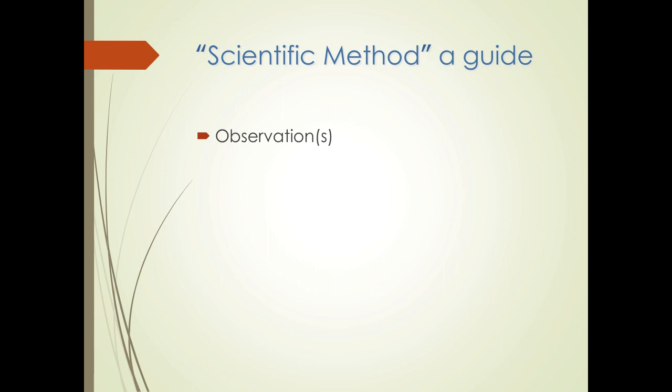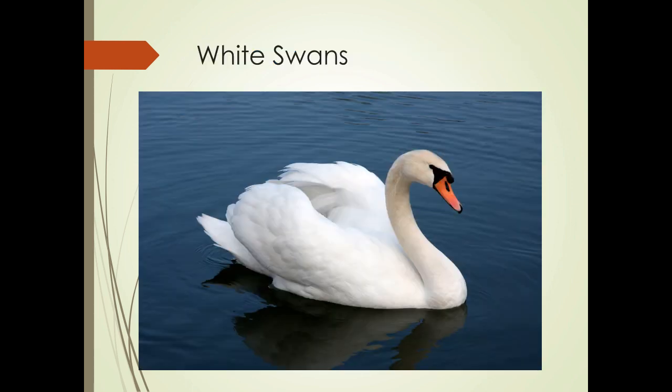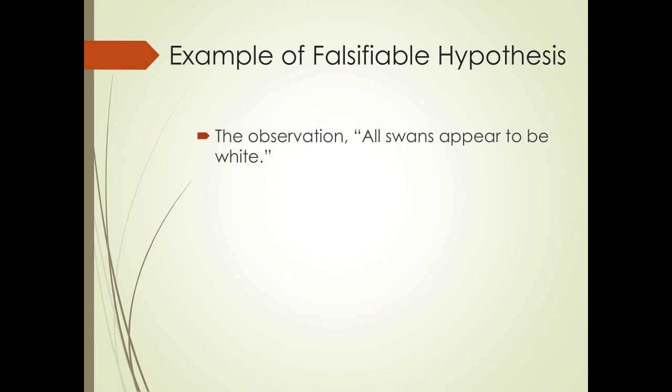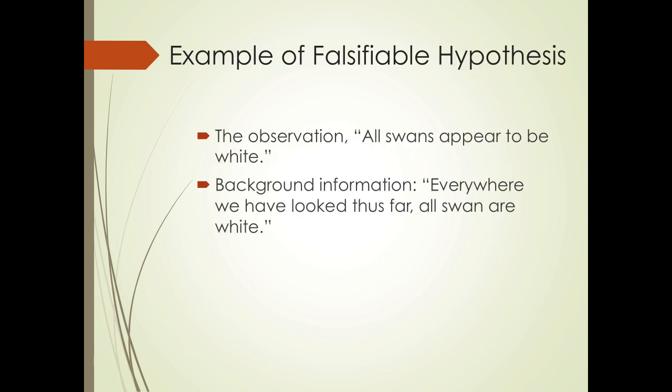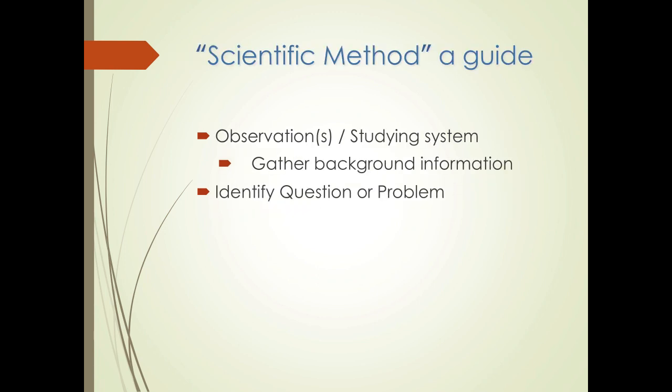The scientific method begins with observations. For example, we know that swans are white. So our observation would be: all swans appear to be white. Next, you want to gather background information. Everywhere we look in the United States, we see white swans. You then want to identify a question. Is it true that all swans are white? Or is it possible there may be a swan that is another color somewhere in the world?